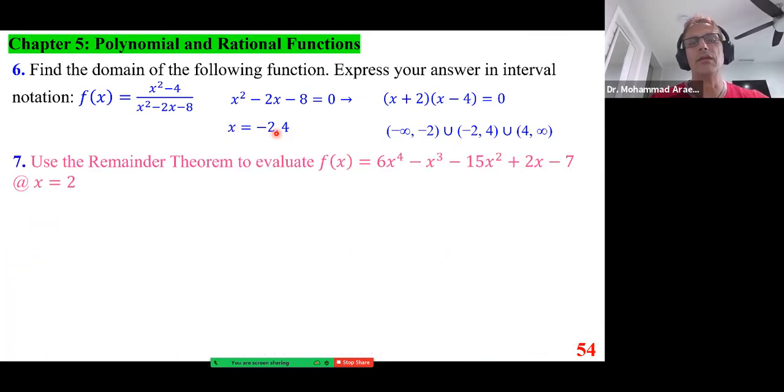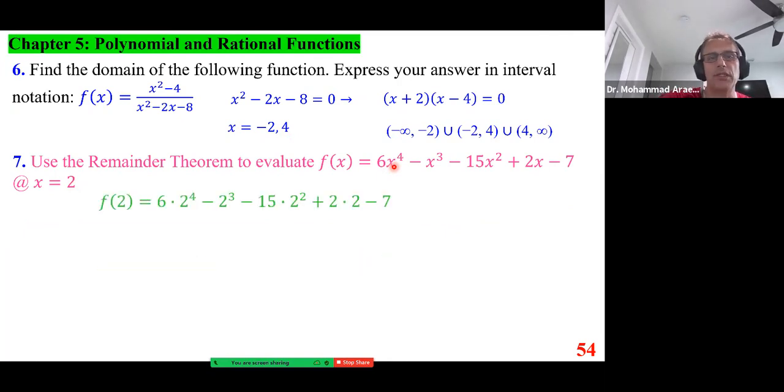Now use the remainder theorem to evaluate this at x equals 2. Basically, it means plug in the number 2. Whatever the answer is, that is the remainder. I'm assuming everybody can do that.